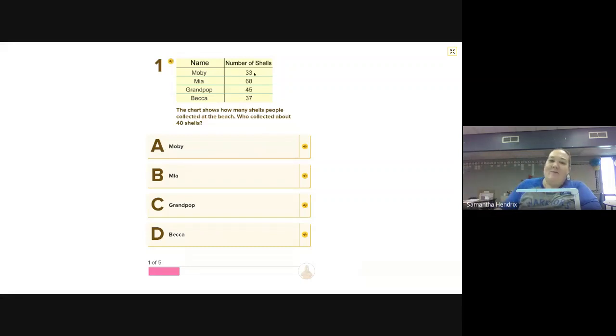The 3 in the ones place is going to tell this 3 what to do. 4 or less, it's going to stay a 3. 5 or more, it's going to raise the score. So this is going to stay 30. Okay. Mia, 68. That 8 tells that 6 to go up to 70. Grandpop, this 5 tells the 4 to go up to 50. And Becca, 37, the 7 tells our 3 to go up to 40. So who collected about 40 shells? Becca.